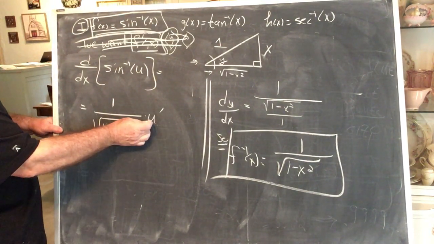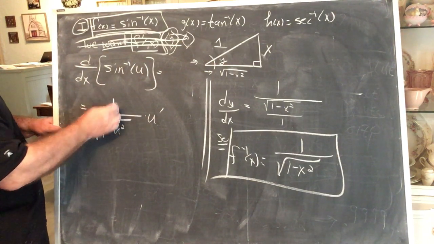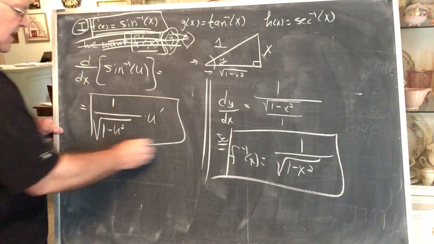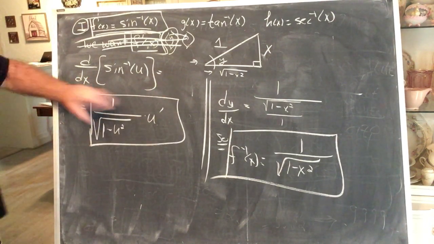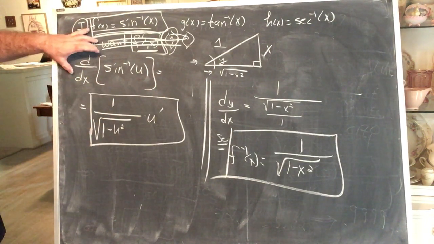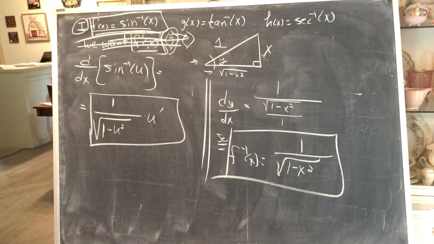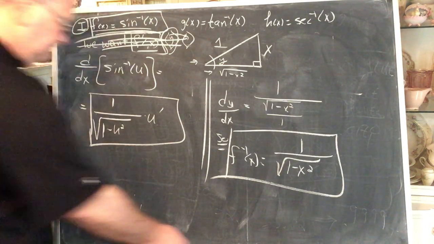Some people learn this where they put the u prime in the numerator. If you put u prime over this radical, that's fine. But this is the form that I think I have on the sheet, and this is the form you should learn. So d by dx of sine inverse of u is given by 1 over the square root of 1 minus u squared times u prime. All right?